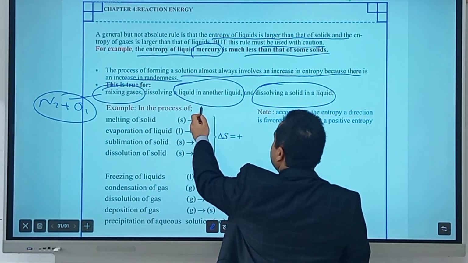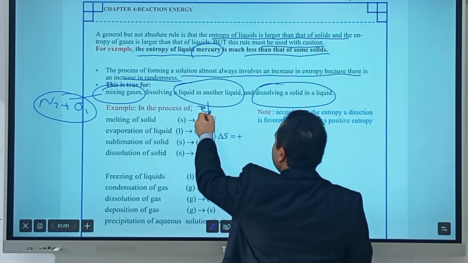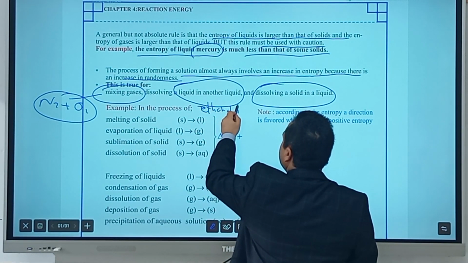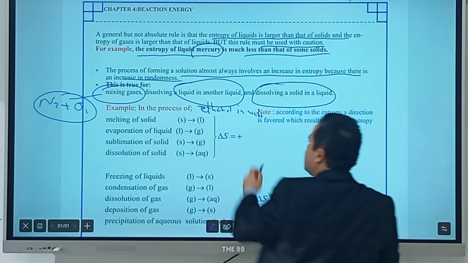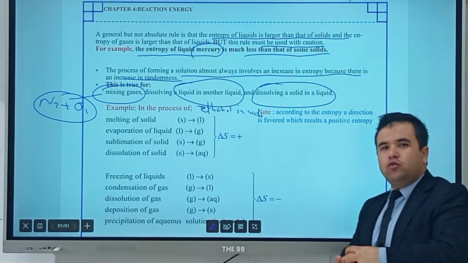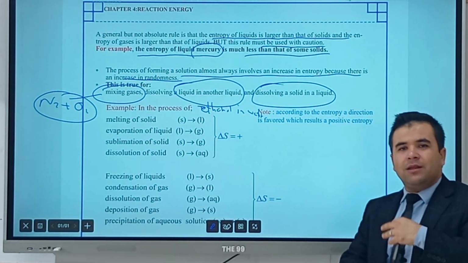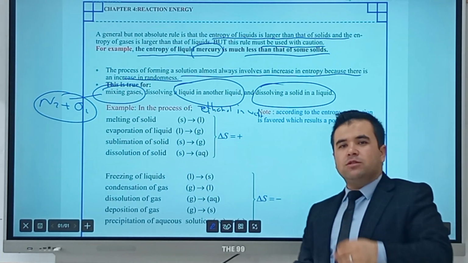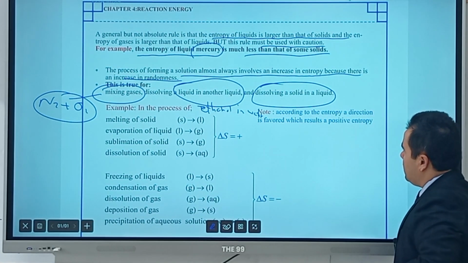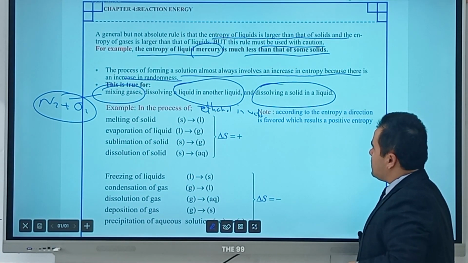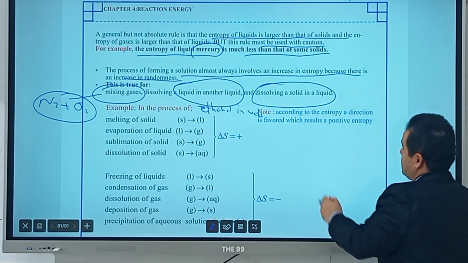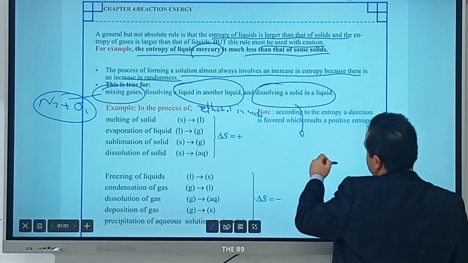Another example, liquid in liquid, like ethanol in water. Ethanol in water, guys. The same when we add ethanol into water, it will form a solution, and the movement of particles will be much more rapid than in these two liquids alone. That's why it increases the entropy.